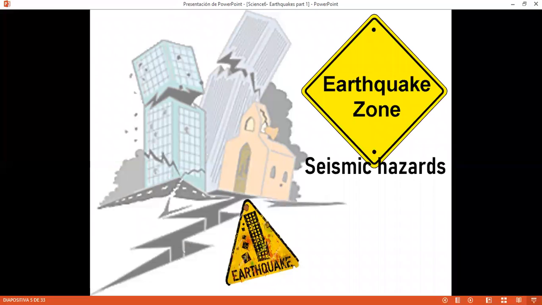So the earthquake zone is full of seismic hazards. When there is an earthquake, they are all going to be hazards or dangers, and you can check them by locating the faults. You may know where the faults are located. If you are on or near a fault, there is more probability that an earthquake is going to happen.